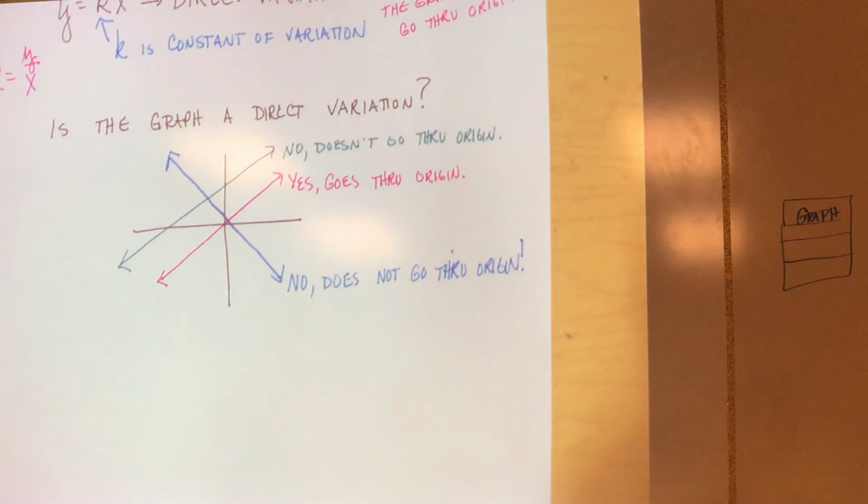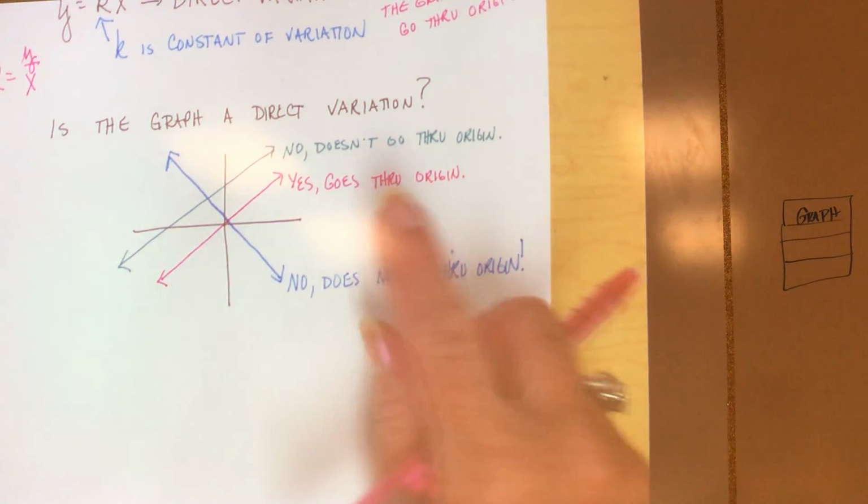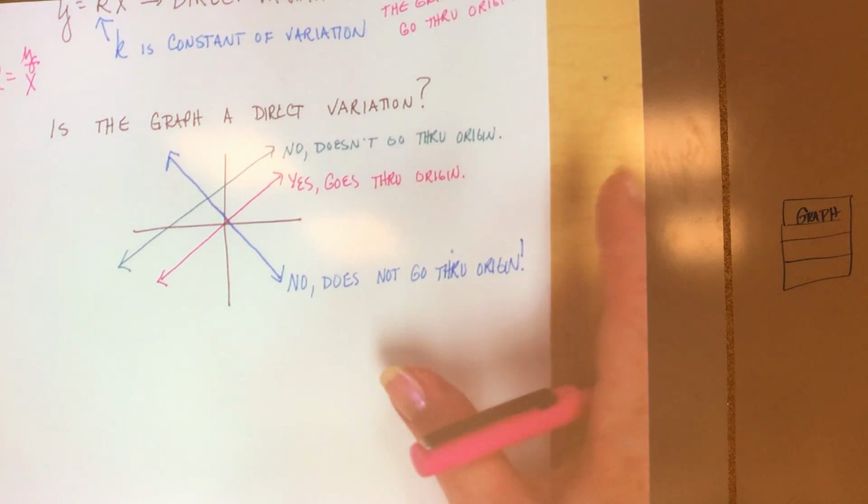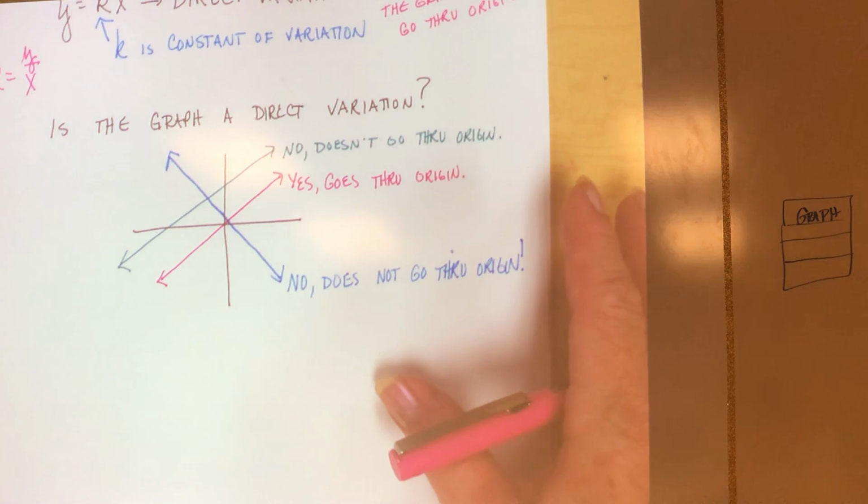Now see, people, this is what I'm talking about. I just said that thing like 10 times, and still somebody on the test is going to ask, how am I supposed to know if this is a direct variation?